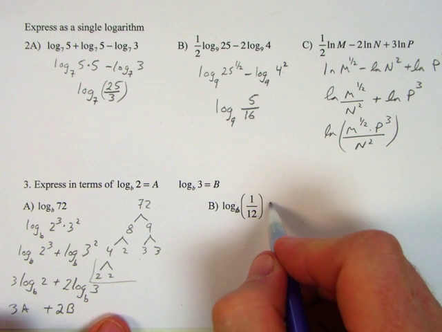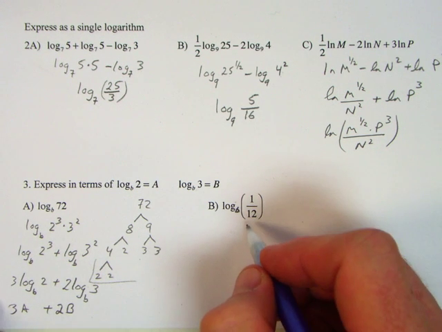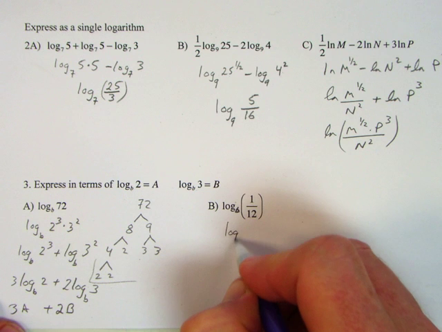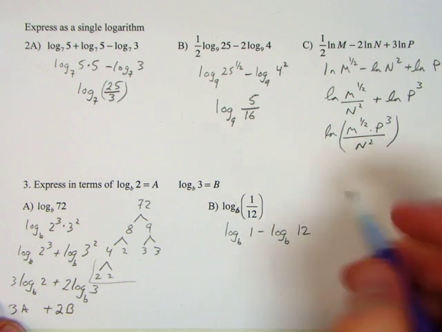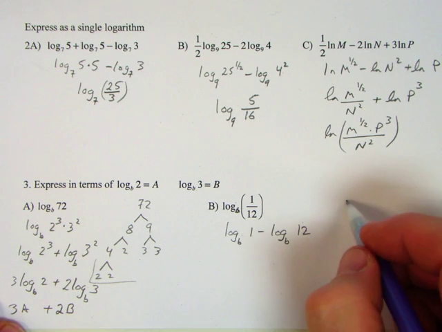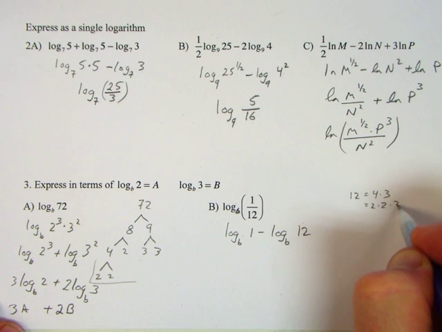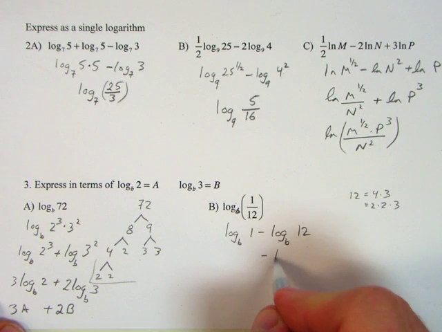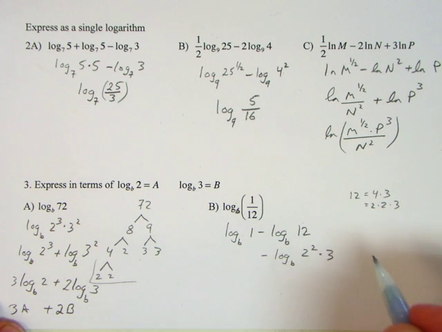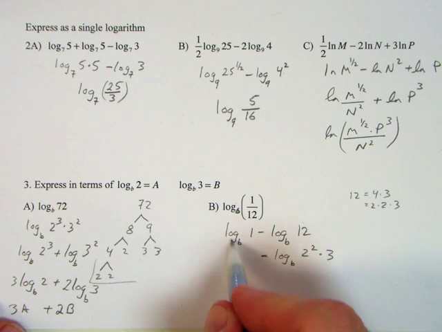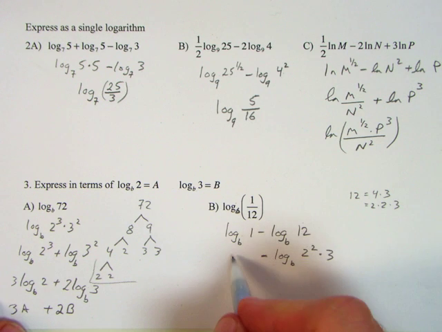And on this next one, there's multiple ways you can go about dealing with it. We have log base b of 1/12. You could say log base b of 1 minus log base b of 12. Now we need to factor down 12, and 12 is 4 times 3, or 2 times 2 times 3. So this is minus log base b of 2 squared times 3. Now note that we have a minus here, and what's log base b of 1? Well, in other words, b to what power is 1?